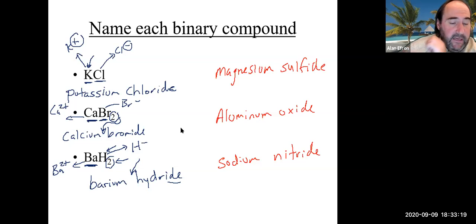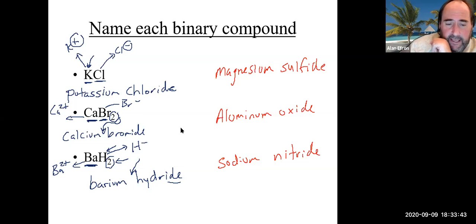So again, because it's a metal and nonmetal, IDE on the last one, regardless of how many there are, has no effect on it, just like it would have no effect on the first name either. If I had 2 potassiums, it would still just be potassium. So you should not use any prefixes in this type of naming. Any questions on the naming part of it there?